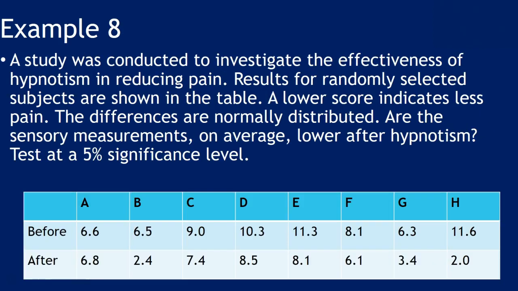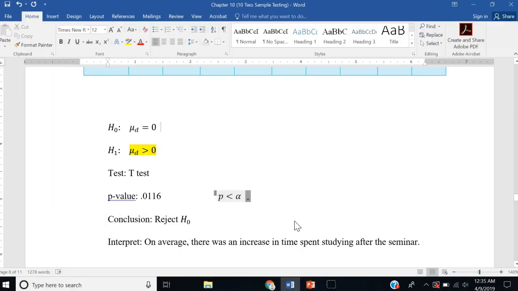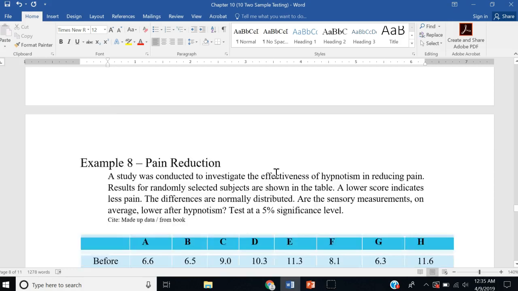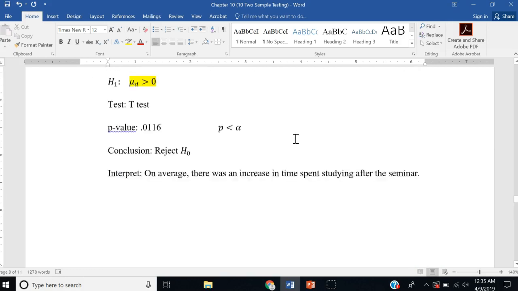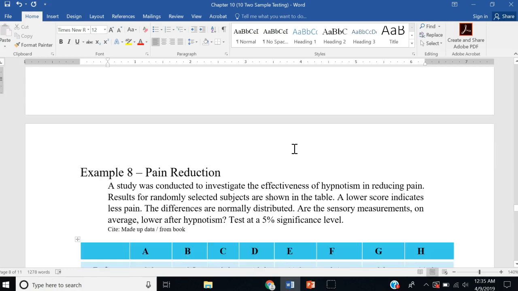What I'd like you to do is push pause on the video and try to read and do this problem here. All right, hopefully you went ahead and did that. This one takes a little bit of time because we have to do the subtraction and all that kind of good stuff, but very, very similar to what we had before.